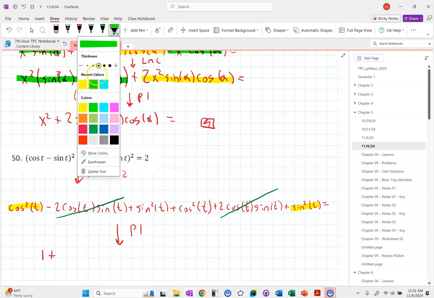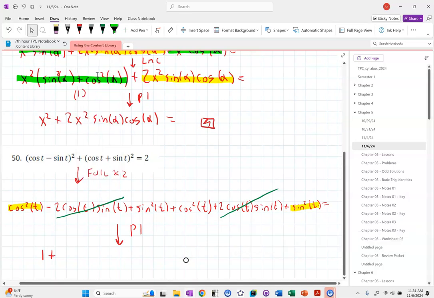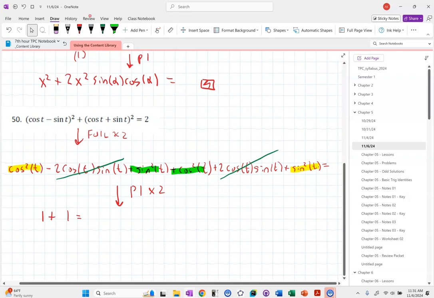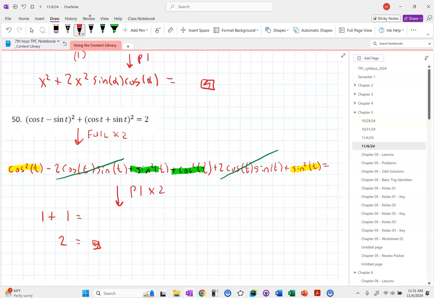And if I look at what else I have left, I have a positive sine squared and a positive cosine squared. What's that give me? It's another plus 1, right? And what do I got? 1 plus 1, that's just 2. And I'm done. That wasn't so bad.